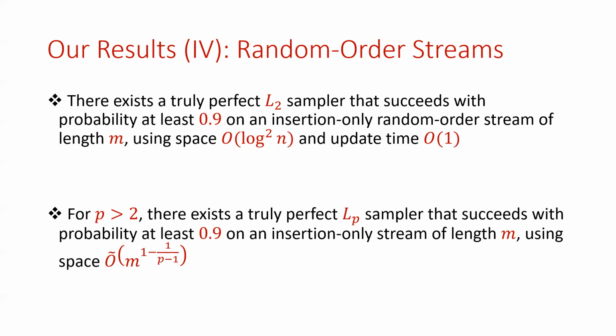Now for random order streams, we show that there exists a truly perfect L2 sampler that succeeds with constant probability on an insertion-only stream, and it only uses log squared n space, which is much less than the square root n space that the truly perfect L2 sampler would need to use on an arbitrary order stream. And more generally, we show that there exists a truly perfect LP sampler for p bigger than 2 on insertion-only random order streams.